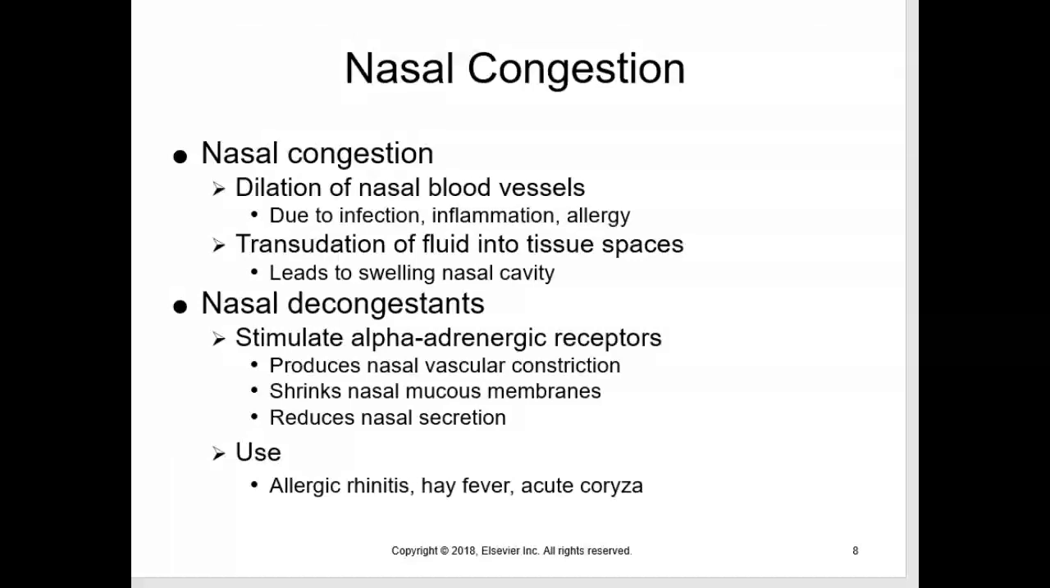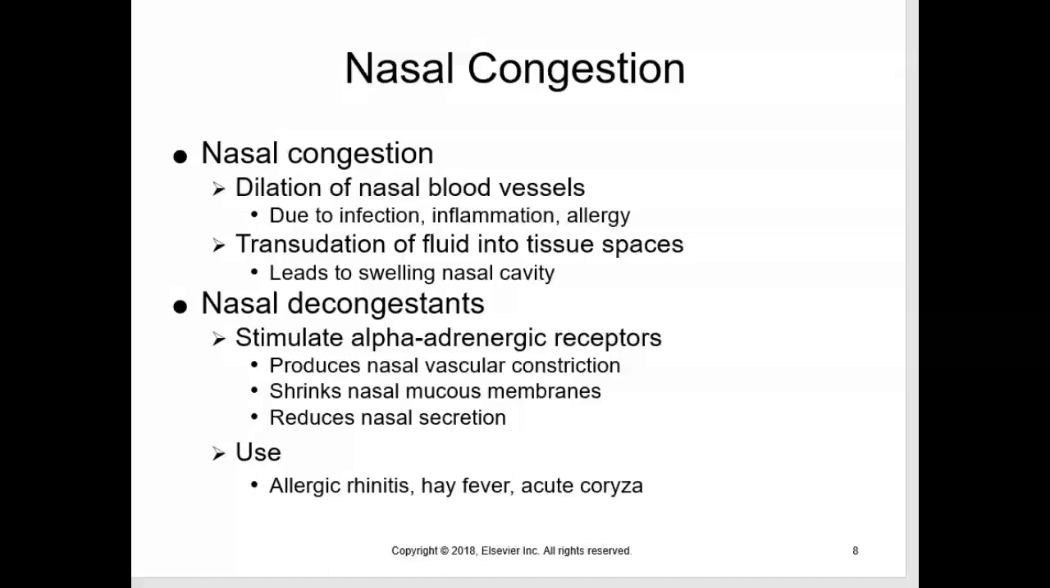Nasal congestion results from dilation of nasal blood vessels caused by infection, inflammation, or allergy. With this dilation, a transudation of fluid into the tissue spaces occurs that results in swelling of the nasal cavity. Nasal decongestants stimulate the alpha adrenergic receptors, producing vasoconstriction of the capillaries within the nasal mucosa.